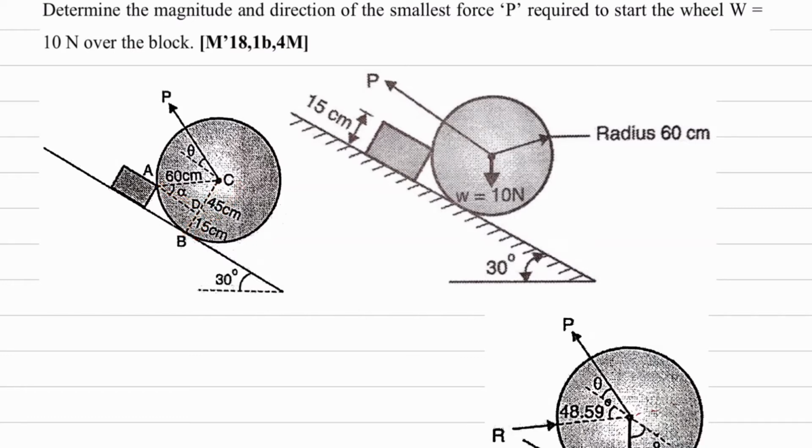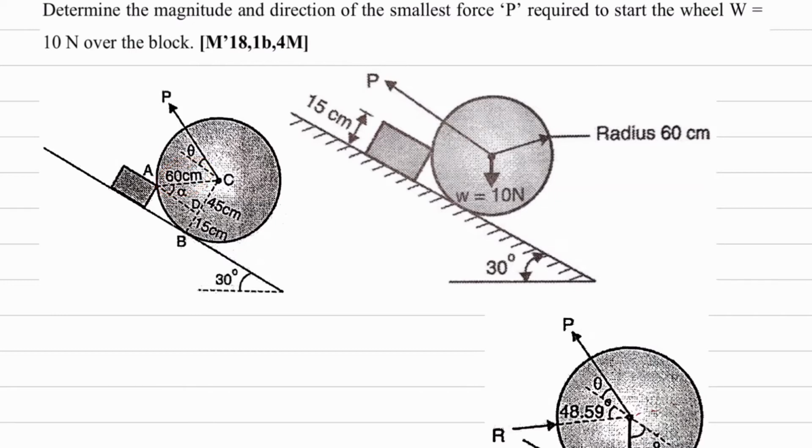Now if you join A to C, C is the center of the cylinder. So this is the radius part, 60 centimeter I have shown, and the opposite side is 45 centimeter. And we are defining an angle over here which is angle alpha. So how can we calculate this angle alpha? Sin alpha is the opposite side which is 45 upon the hypotenuse which is 60. So I will write down that calculation now.